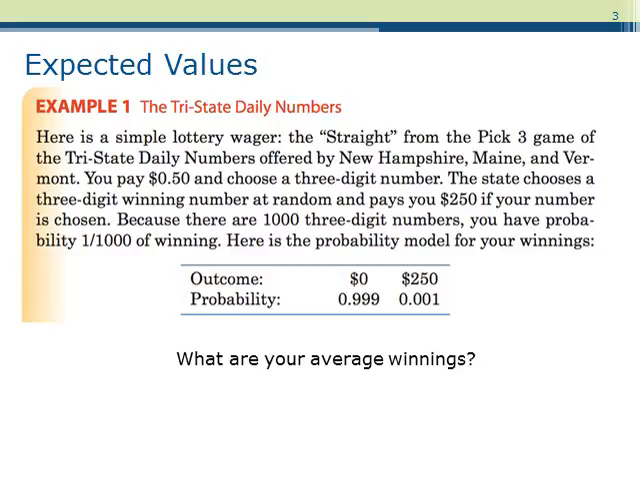Now if one played this game many times, what would their average winnings be? Because we make $250 every time we match, and this occurs about 1 in 1,000 times, we would expect to make 250 times 1 over 1,000, or 25 cents, in a long sequence of games.